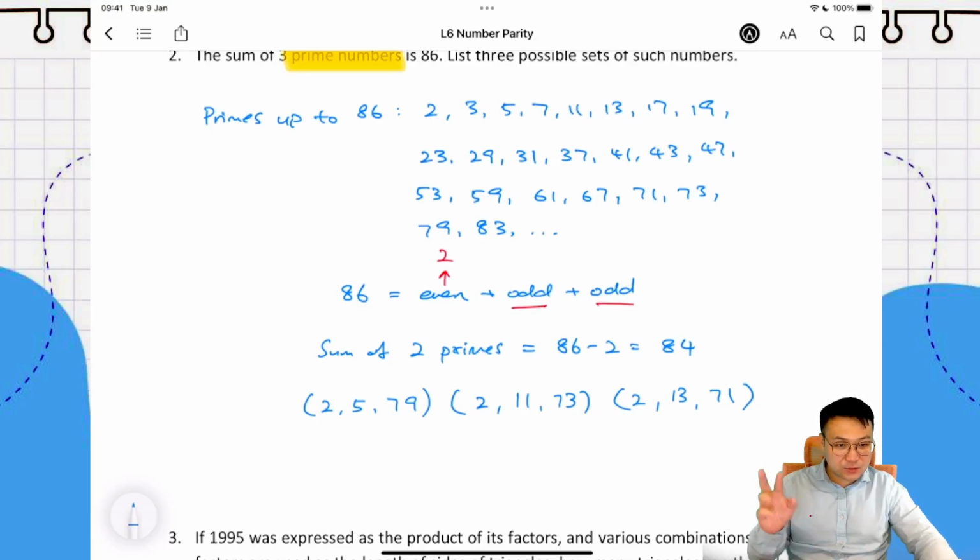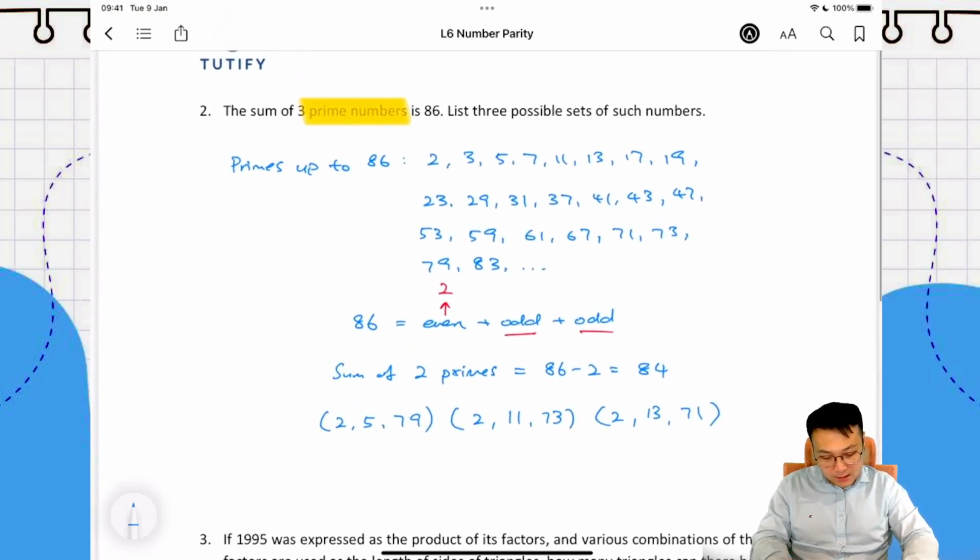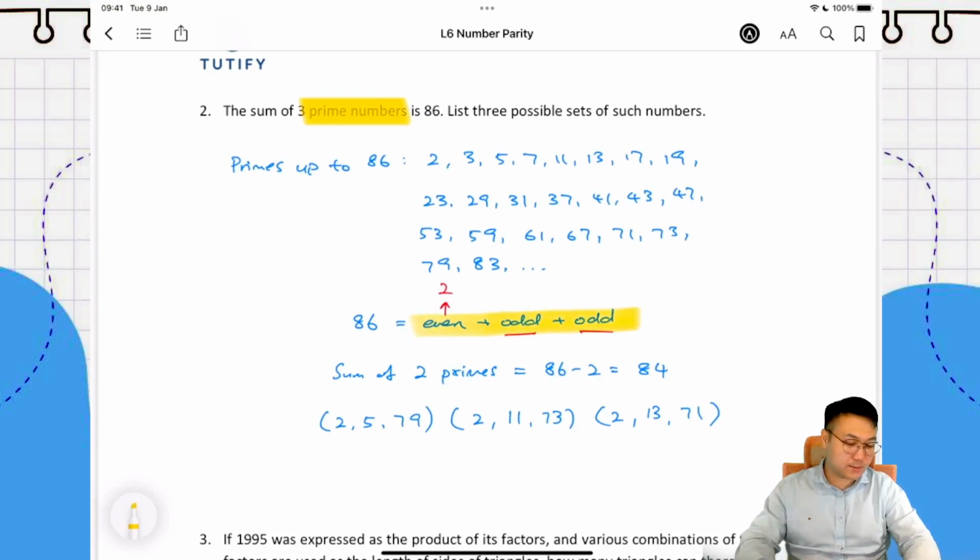So students, as long as the other two numbers add up to 84, okay, Aiden said 41 and 43. Correct. Jun Yi said 53 and 31. Yes, that works. Okay, students, so this is just an exercise to get you familiarized with prime numbers. But more importantly, when you see 86, you know that 86 is an even number. You should be able to deduce that you're going to add an even number and two odd numbers. That is what the main concept should be. Any questions, students? Raise your hand.